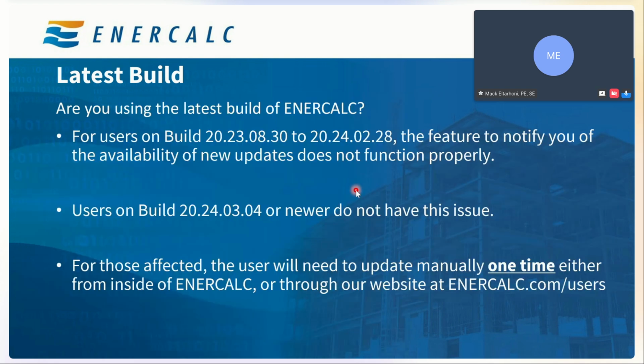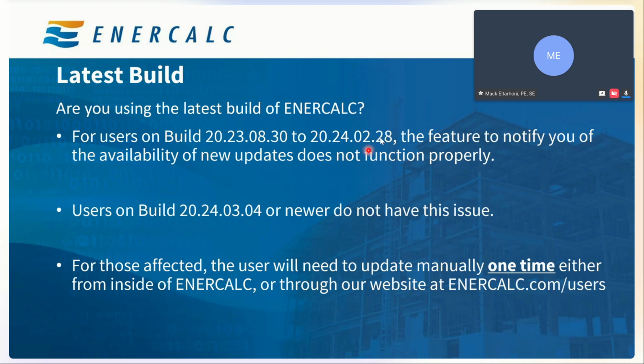Now, there is an important item here that I want to discuss, which is for users who are on build 2023 830, which is August 30th, all the way to February 28th. The feature to notify of the availability of new updates does not function properly. So if you are one of those affected users, you will have to do one manual update. If you have the March 4th version or newer, you're good to go. You don't have to do anything.